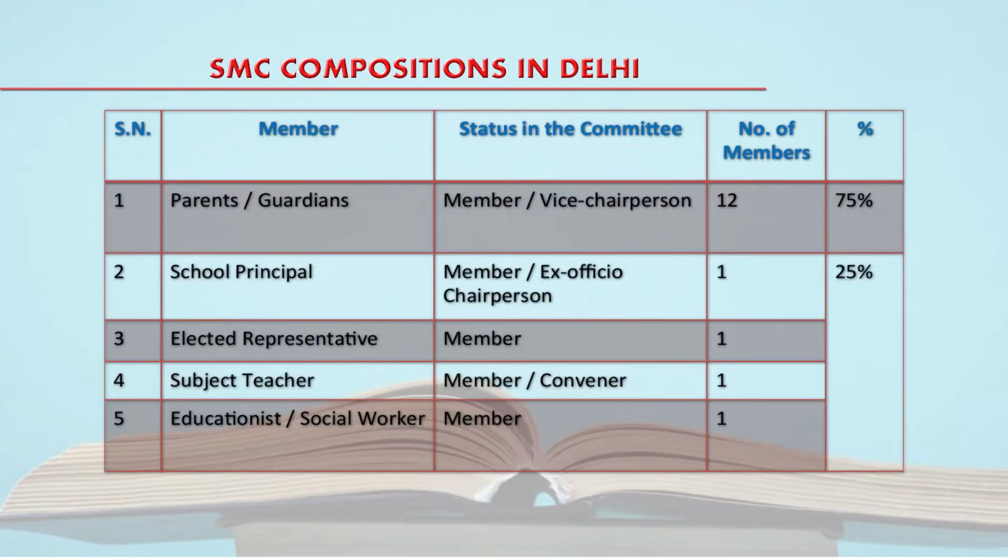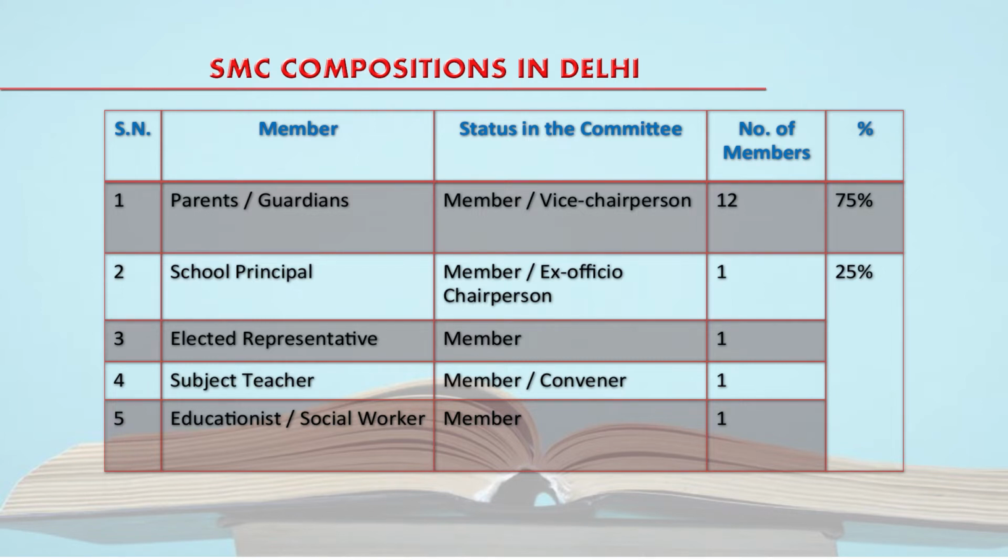Just like you see the members, it may be parents or guardians, they can be the member of the SMC, or from the parents and guardians, one can be the vice chairperson also. So in Delhi, so far as the Delhi Right to Education Act is concerned, the number of members from parents or guardians should be 12. So that will be the 75%. So the total member will be 16.